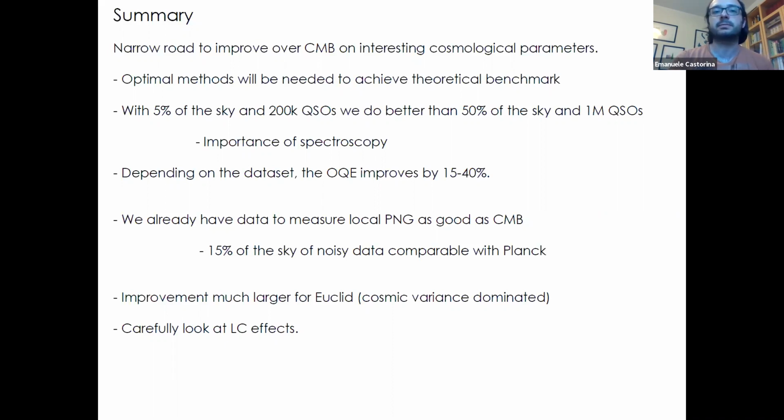constrain non-Gaussianities. There's one thing that I would like to mention: although this improvement didn't seem too large, 15 to 20%, this was because the quasars were completely shot noise dominated. What we've checked is that for something like Euclid or SPHEREx, for the samples where you have more galaxies like ELGs or H-alpha galaxies, then the improvements would be much larger.